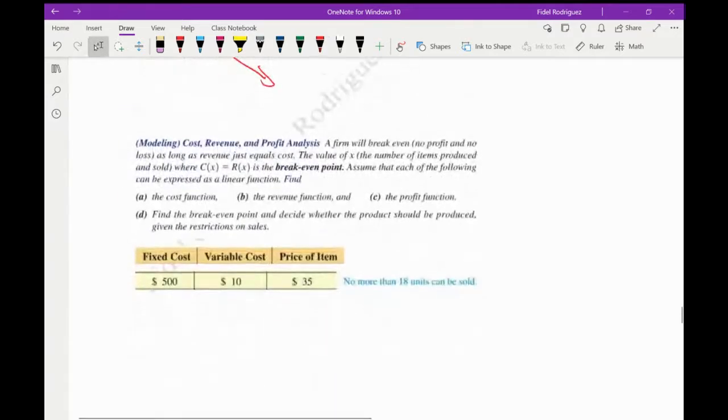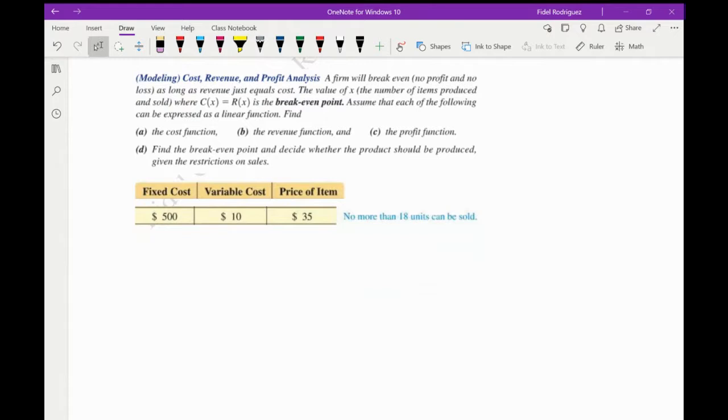Alrighty, so let's take a look at this next part here. And let's see if we can't figure this out. And it says a firm will break even, so there's no profit and there's no loss, as long as the revenue equals the cost. And it says the value of X, the number of items produced and sold, where C of X equals R of X, is what we call the break-even point. Let's see. Assume that each of the following can be expressed as a linear function. And it says, let's find the cost function, the revenue function, the profit function, and the break-even point. Okay, so first thing we're going to do here, we're going to see if we can find the cost function.